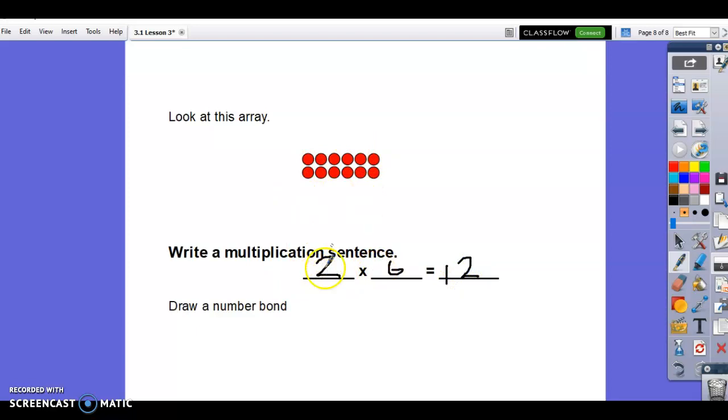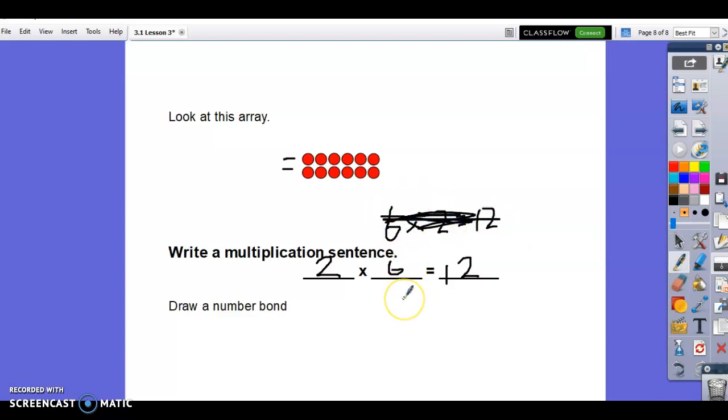Now, I want to show you that this matches the array. If I said there's 1 row, there's 2 rows. That's where the 2 comes from. Now, when I look at this array, I don't start with 6 first. If you wrote this, this would be incorrect because it would not match the array. I don't see 6 groups of 2. I only see 2 groups of 6 to get 12. So if you did this, I want you to erase it and fix it.